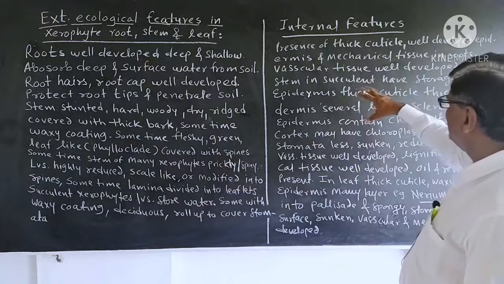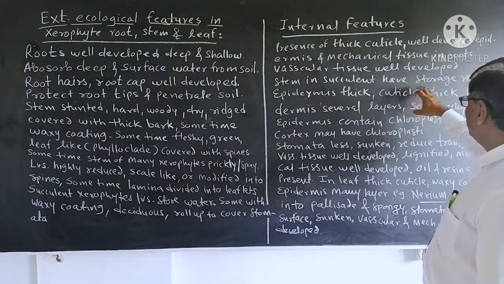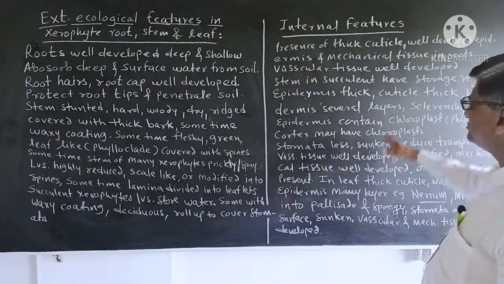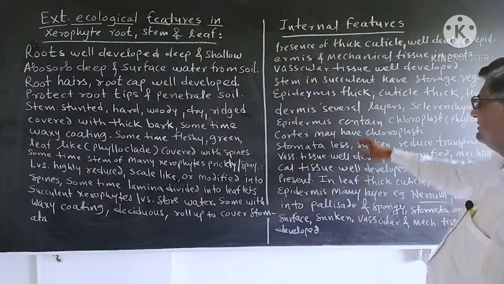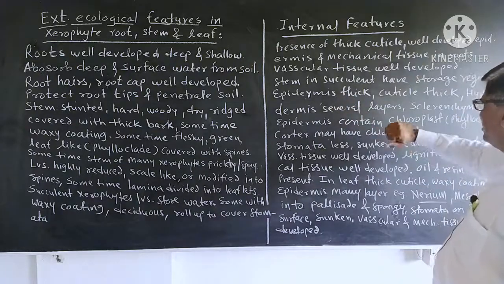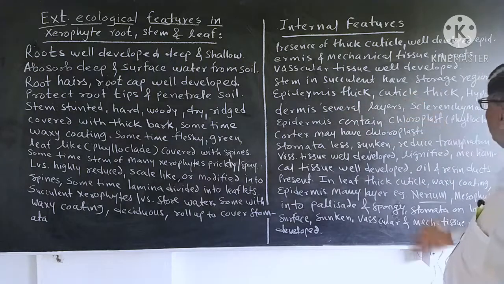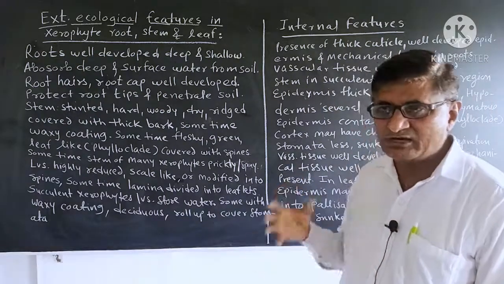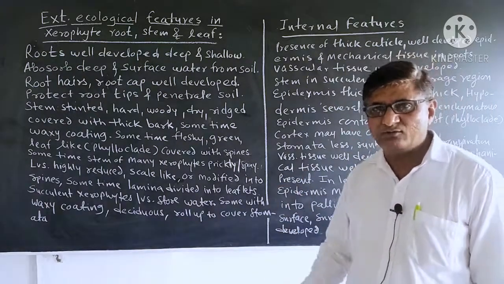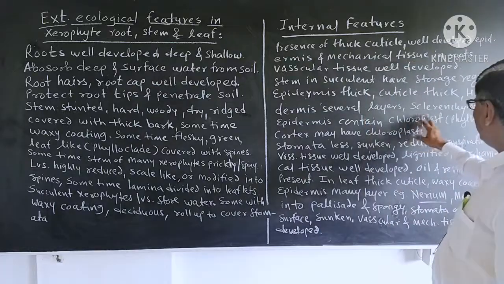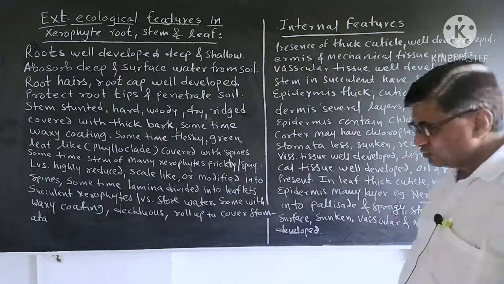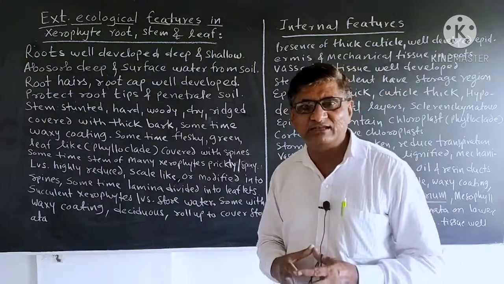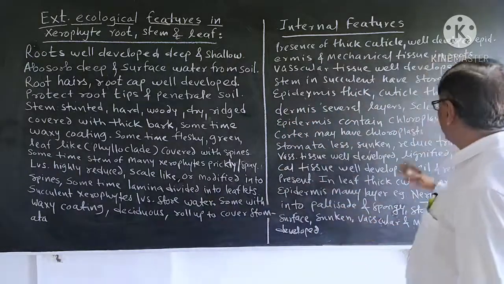In the case of succulent xerophytes, the stem also has a storage region, so they can store water. In the case of the stem, the epidermis is thick and covered with a cuticle. The hypodermis in several stems or leaves also becomes well developed, and it is sclerenchymatous in nature. Sclerenchymatous means they support the particular organ mechanically as well.